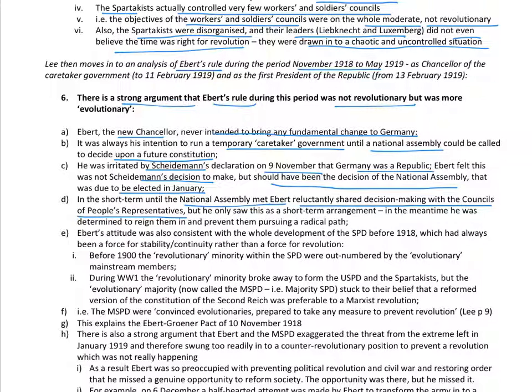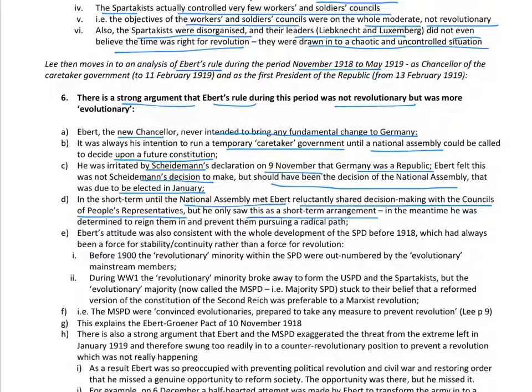It was elected by the local Soviets in Berlin, but he only ever saw that as a short-term arrangement. In the meantime, he was determined to rein in the Soviets and prevent them pursuing a radical path. More on that in a bit below.